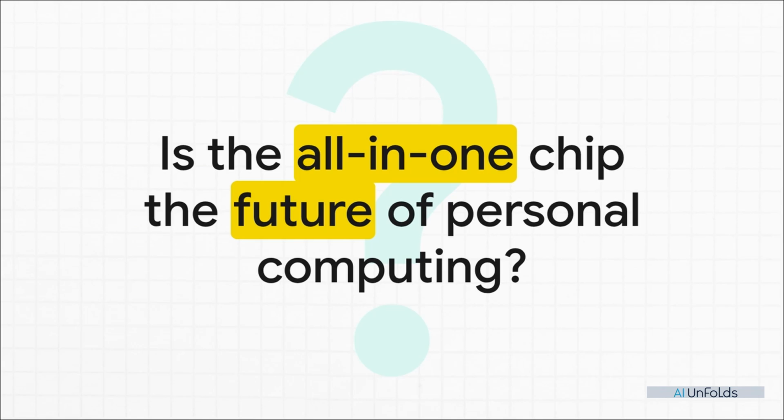Which brings us to our final big thought here. The M5 GPU shows a really clear path forward. A future where the lines between the CPU, the GPU, and the AI accelerator just blur. They become a single, intelligent, and super efficient system on a chip. So is this all-in-one approach, where graphics and intelligence are totally fused together, the blueprint for the future of all personal computing? It's a really compelling question to think about.